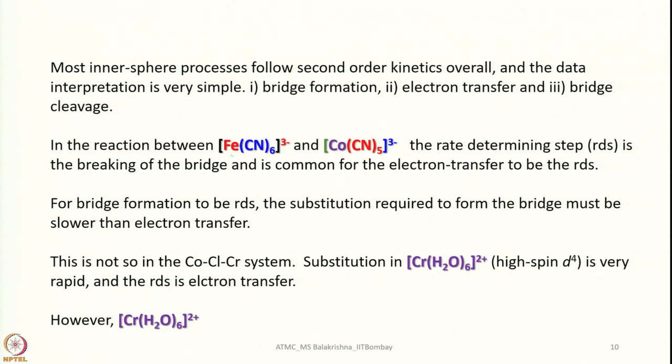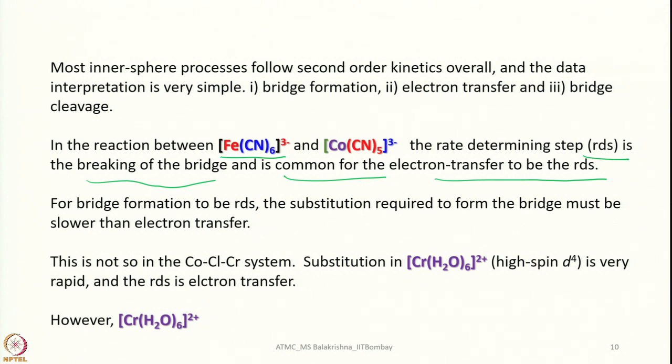In the reaction between hexacyanoferrate 3 minus and pentacyanocobaltate 3 minus, the rate determining step is the breaking of the bridge and it is common for the electron transfers to be rate determining steps. That means, the rate determining step is always the breaking of the bridge. That is the rate determining step.